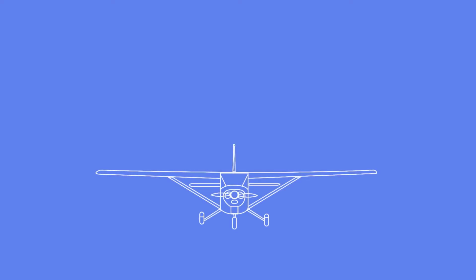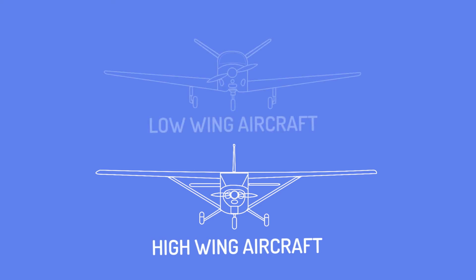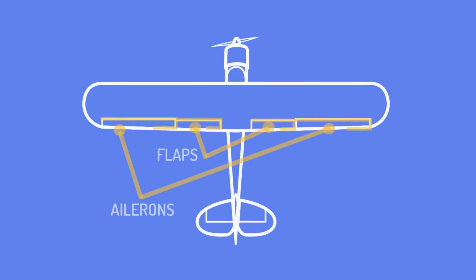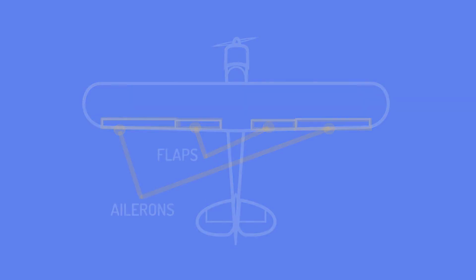Some wings are fixed high on the plane above the fuselage and are known as high-wing aircraft. Low-wing aircraft are planes in which the wings are installed lower than halfway up the fuselage. Wings include ailerons and flaps. They are used in pairs to control the airplane's roll or bank.